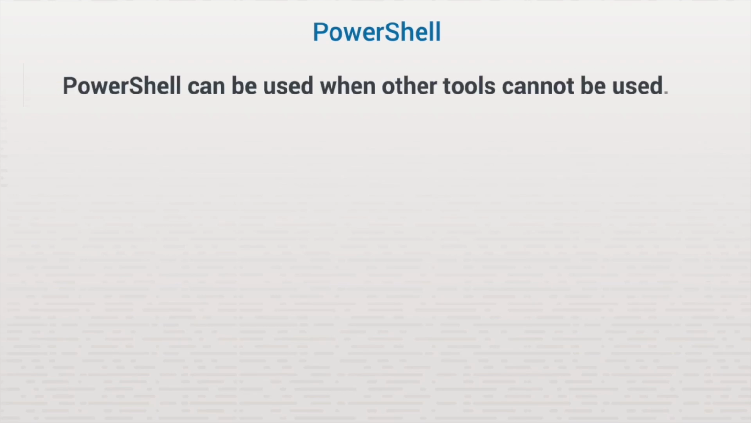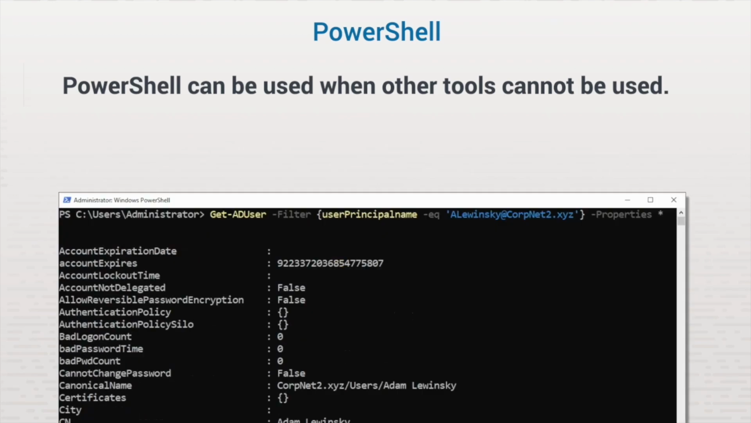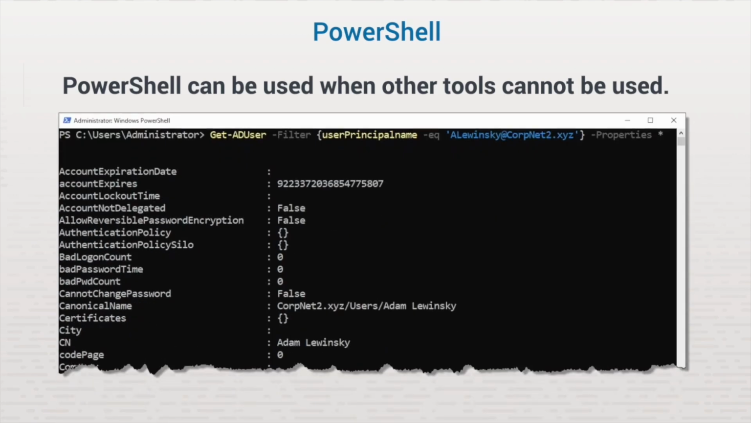Another option is to use PowerShell commandlets. This method is often the best for making multiple changes to attributes because it can be used when other tools won't allow you to make the desired changes. To use PowerShell, you need first to define which accounts will be modified and then perform a modification, such as add, replace, clear, or remove.